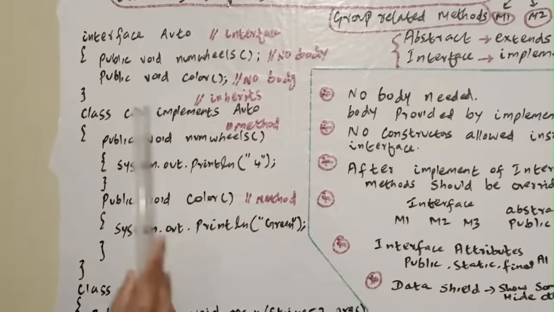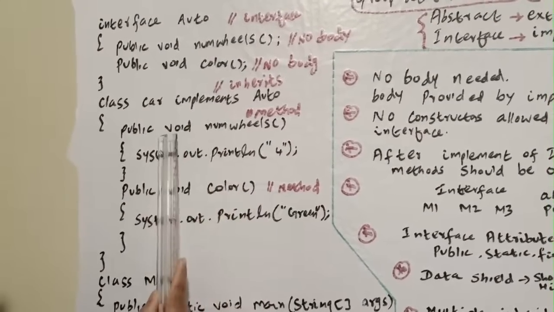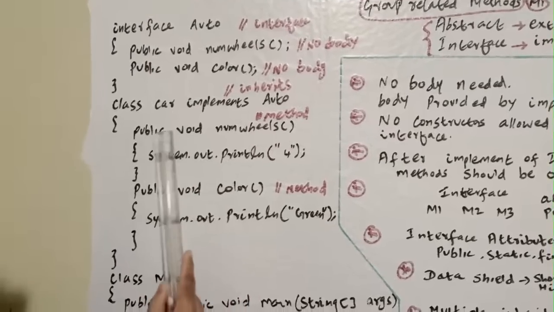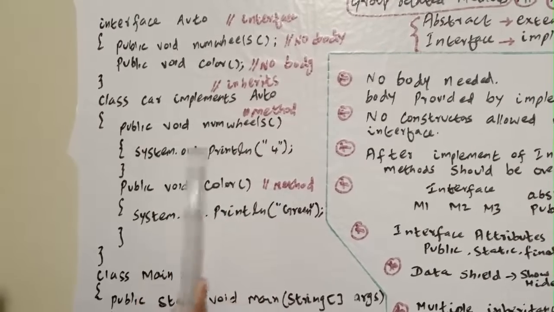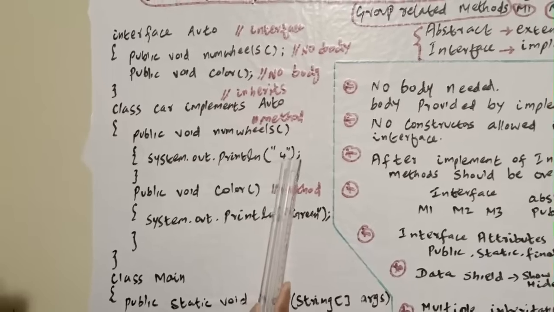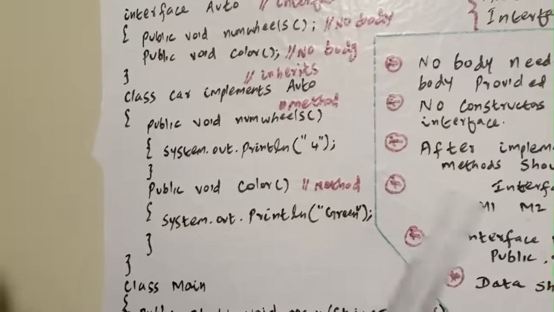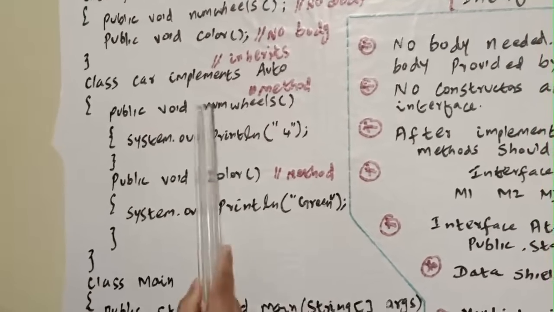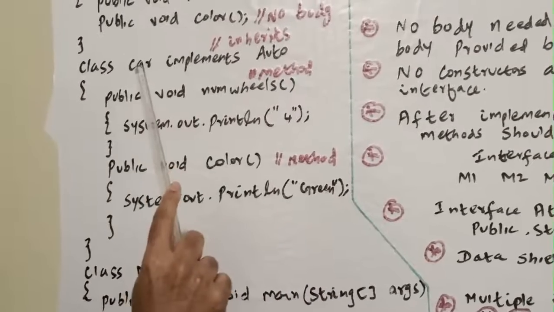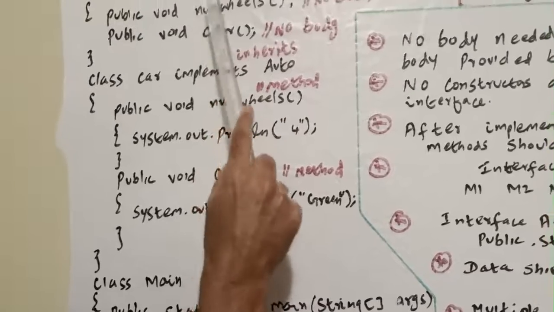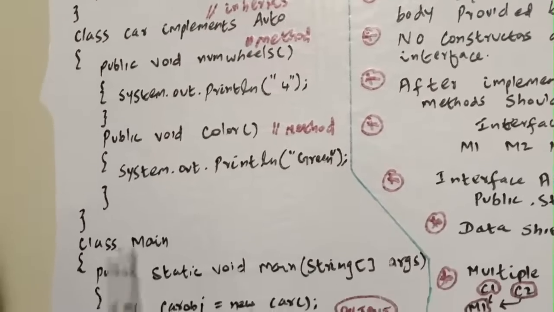How do you implement it? You define a class Car that implements the Auto interface. There are a couple of methods here: public void numberOfWheels, which you already defined in the interface, and here you put the actual method, System.out.print 4. That's for the car. Same thing with color. What is the color of the car? Green. So these are two methods inside the class Car, which implements Auto. So Auto is like the superclass, and Car is a subclass.